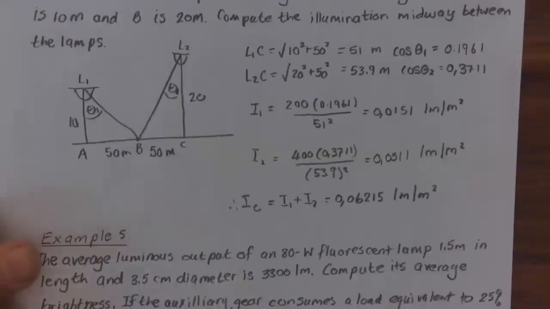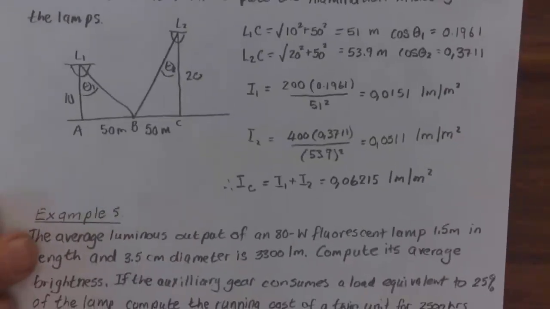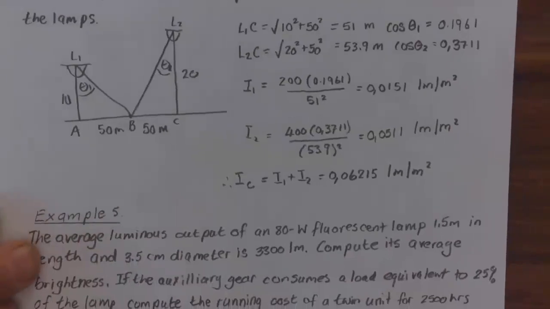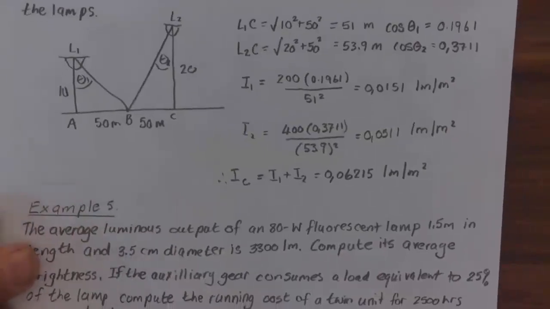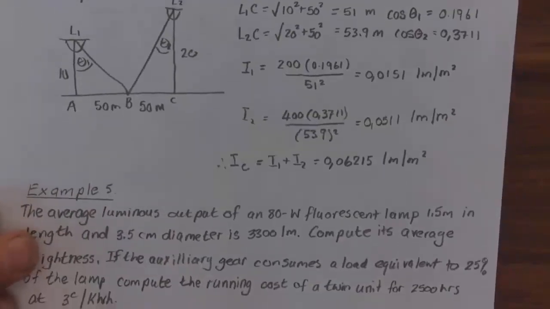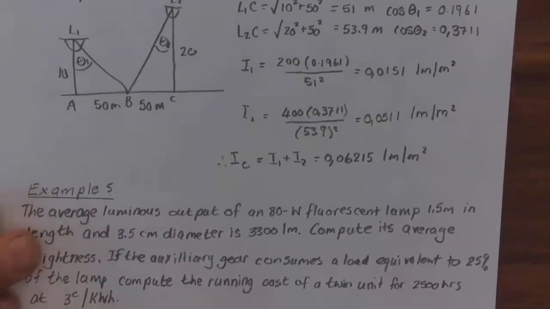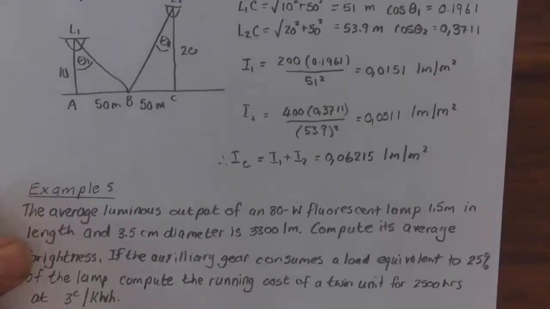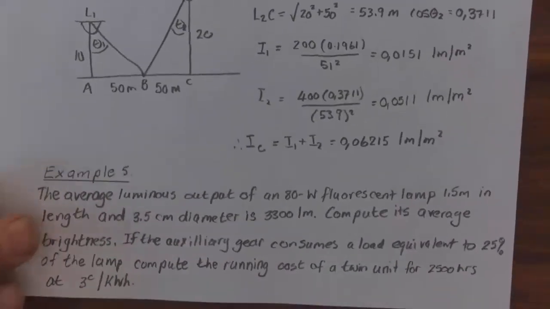0.0151 lumens per square meter. I2 is 400 times 0.371 divided by 53.9 squared, which is 0.0511 lumens per square meter. And the illumination at C is the sum of the two, which gives us 0.06215 lumens per square meter.